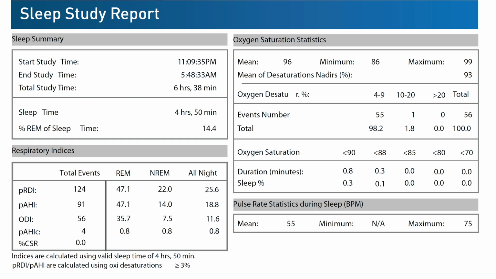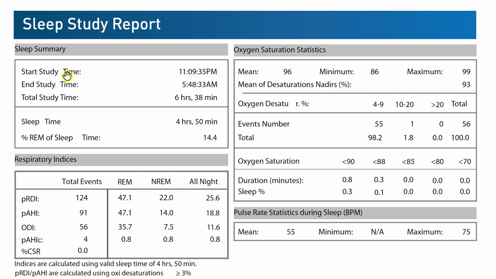So let's start in the tables section. Pretty self-explanatory. This is when you turn the device on. So at 11:09 p.m., 35 seconds, the device gets turned off at the end study time, which is 5:48 a.m. And then, of course, the total study time is that difference. Sleep time, though, is the time that you're actually sleeping during the study time. So this is typically going to be a little bit different than the total study time. And of course, this is an imperfect measurement, but the device and its channels do the best job that it can at determining what amount of that time you were actually asleep versus just having the device on.